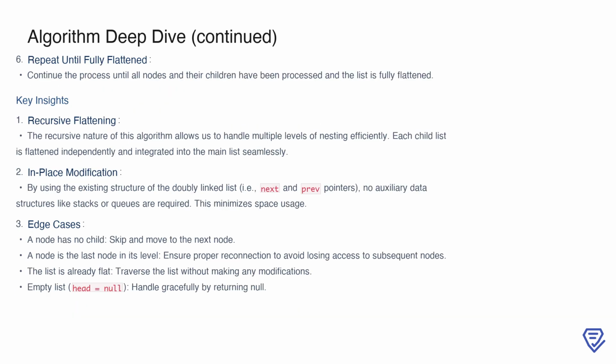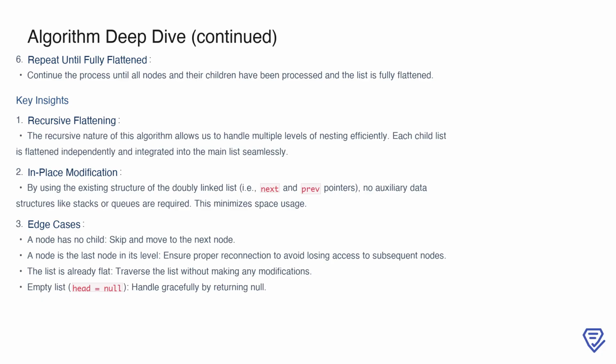This process is repeated iteratively until all nodes and their children have been processed. At the end of the traversal, the doubly linked list will be fully flattened into a single-level structure. A key insight here is the recursive nature of this algorithm.